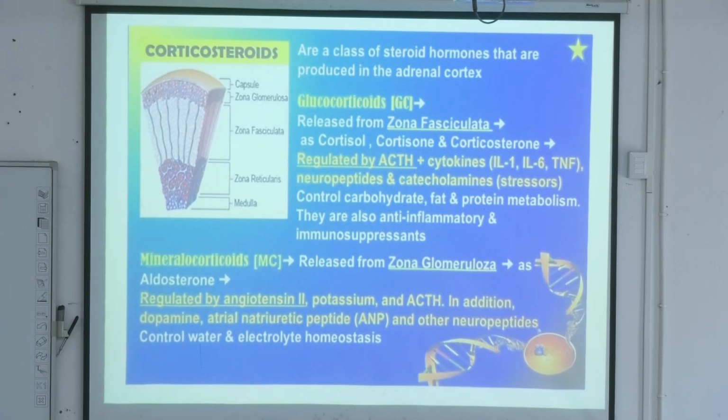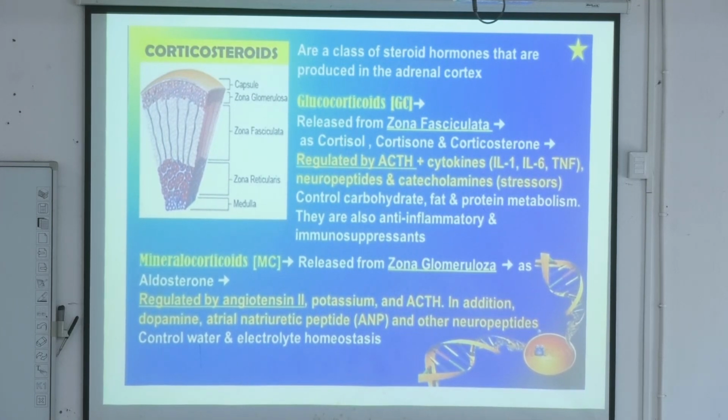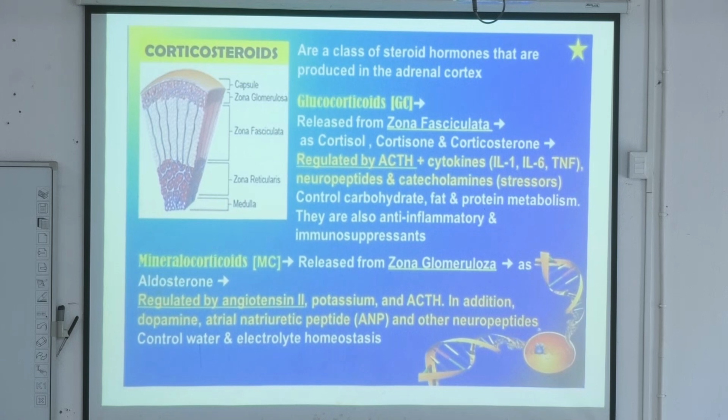Aldosterone regulated by angiotensin. Do you remember the hypothalamus, the renin angiotensin aldosterone axis?